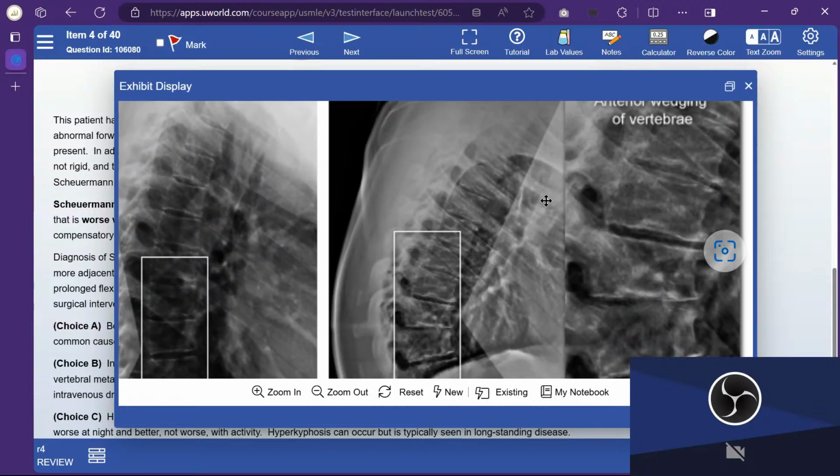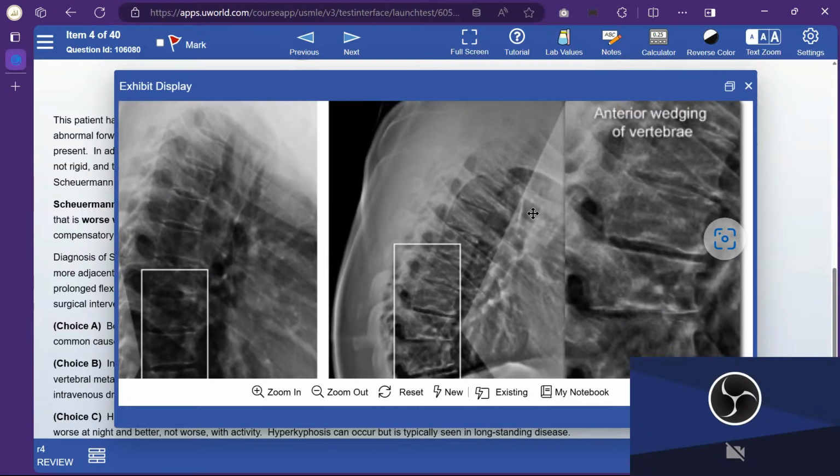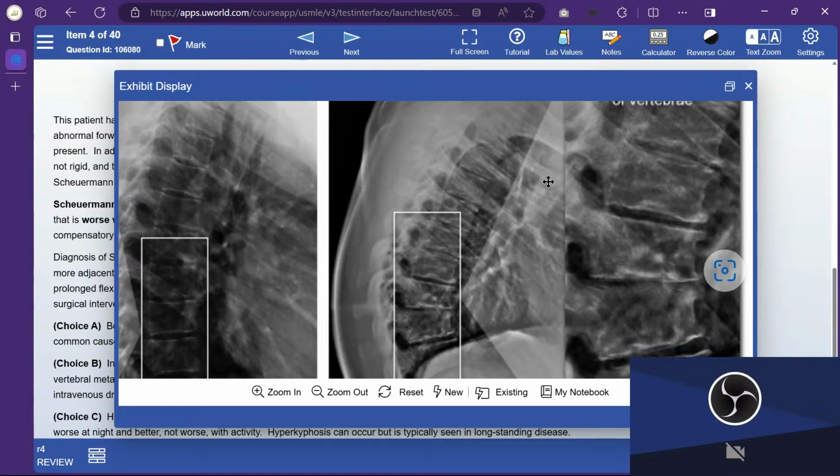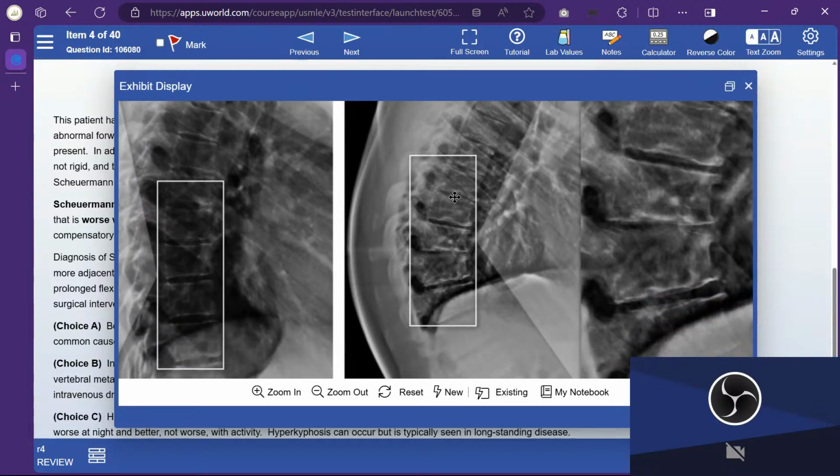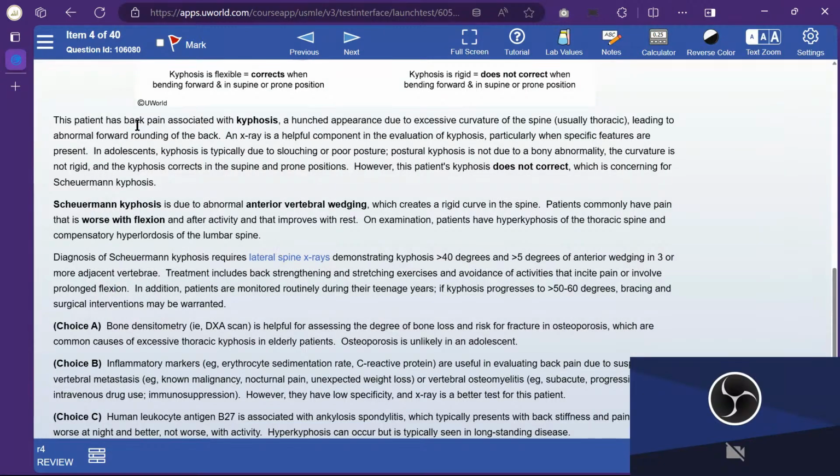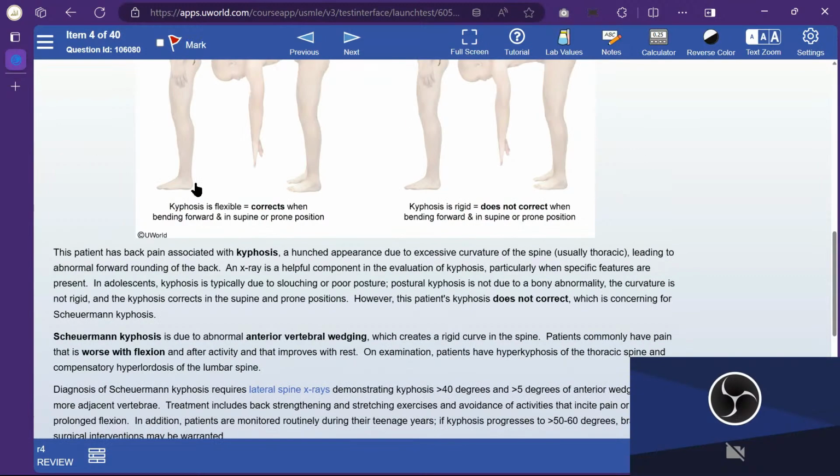This is anterior version of the vertebra. This is Scheuermann's kyphosis. The patient has kyphosis, a hunched appearance due to excessive curvature of the usually thoracic spine, leading to abnormal forward rounding of the back.